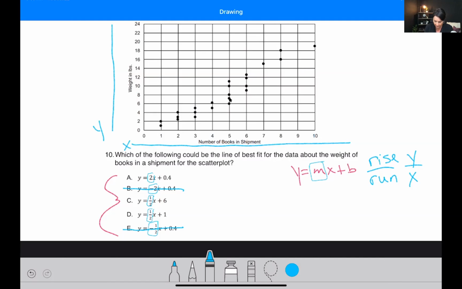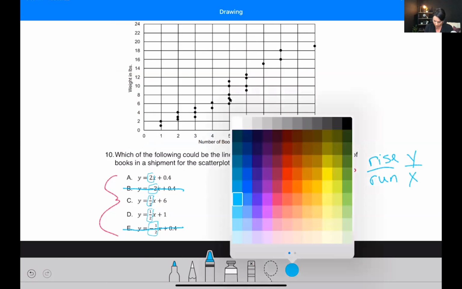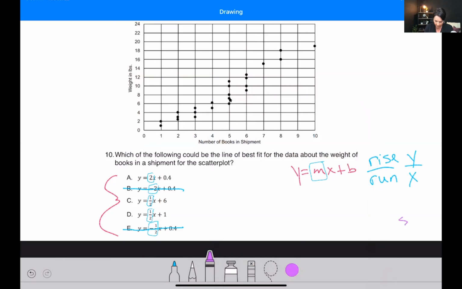So let me pull my slopes out here so you can see them right here. Let me choose a different color. I'm going to go with purple. All right, so this slope is 2 over 1. So y is 2 and x is 1. Rise over run, y, x, okay? I eliminated B, so I don't have to worry about that. C is 1 over 2. That means the y is 1 and the x is 2. And D is 1 over 2. Those are my slopes, all right?